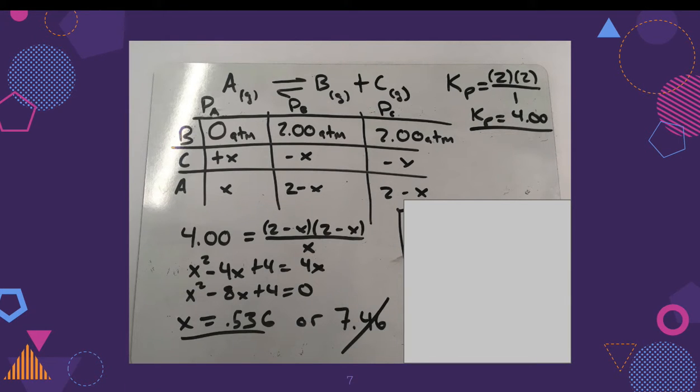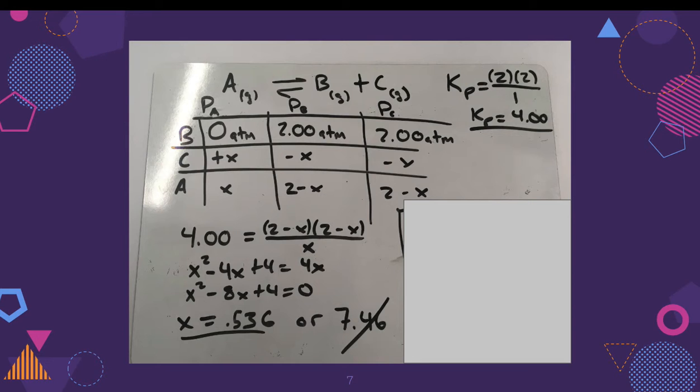The next step is to set up the equation: Kp equals the product of the pressures over the reactant pressure, according to the BCA chart. So you'll have 4 equals 2 minus X times 2 minus X, which is 2 minus X squared, over X. Simplifying that further, you get X squared minus 4X plus 4 equals 4X, and that equals X squared minus 8X plus 4 equals 0. And you find that X equals 0.536 or 7.46.